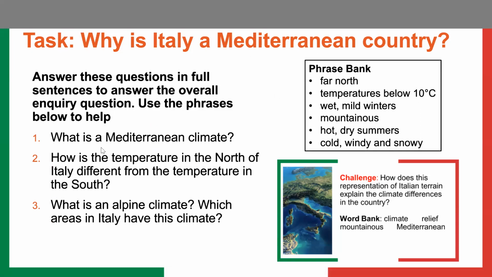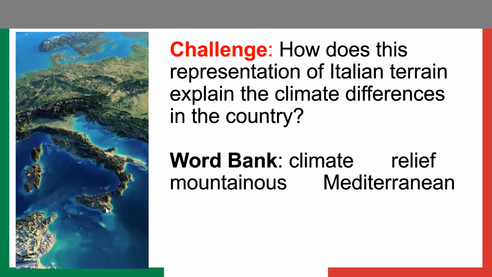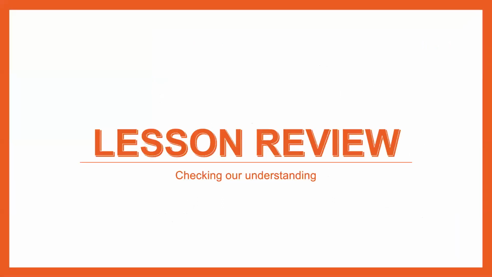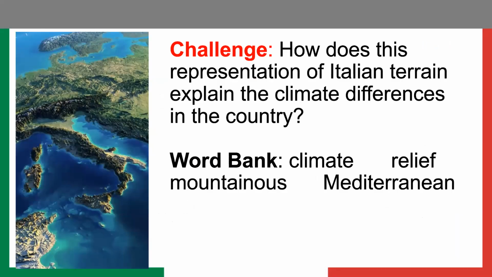If you do that and you would like a challenge, you can go down here to your challenge, which says: how does this representation of Italian terrain explain the different climates in the country? So you're going to have a look at this image and see what you notice. Okay, so we've got a word bank here for you to look at. For your challenge, you can describe this image, describe how it is showing Italy, what you can see, and how that supports what you know about Italy.